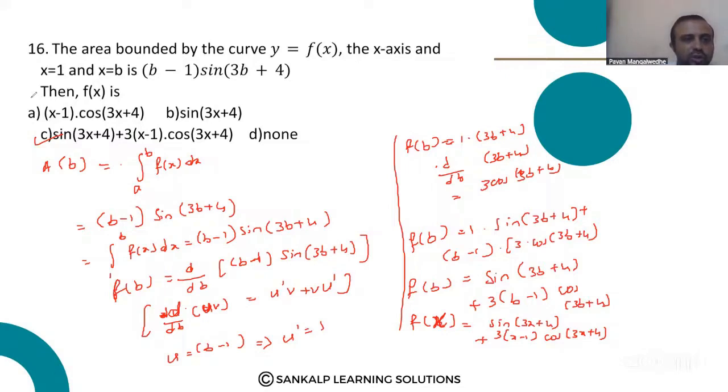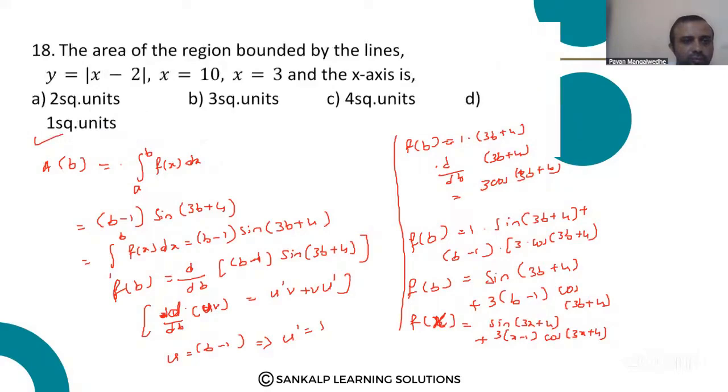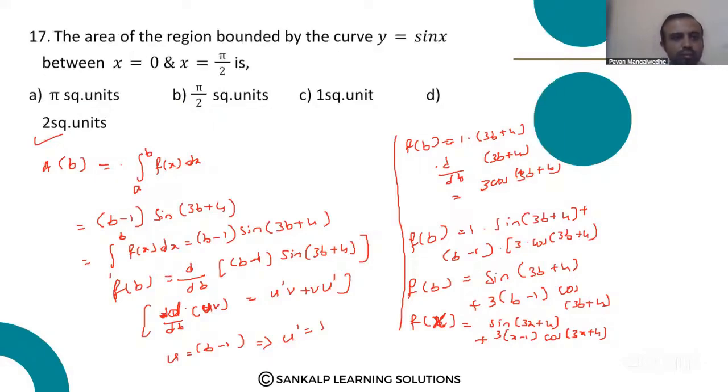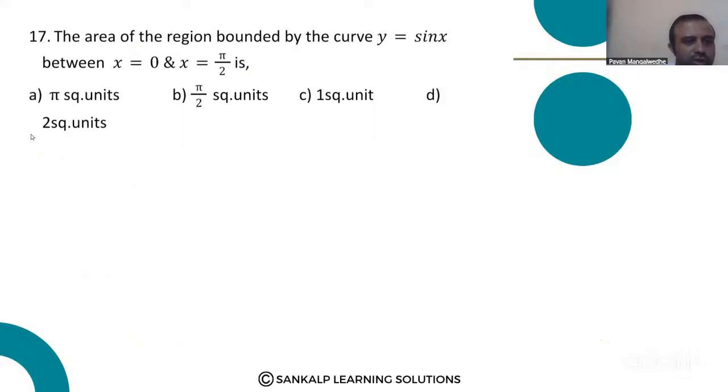Go to the next question. Next question is this one. That is, the area of the region bounded by the curve y equals sin x between x equals 0 and x equals pi by 2 is what? Let's try to give the answer for this.